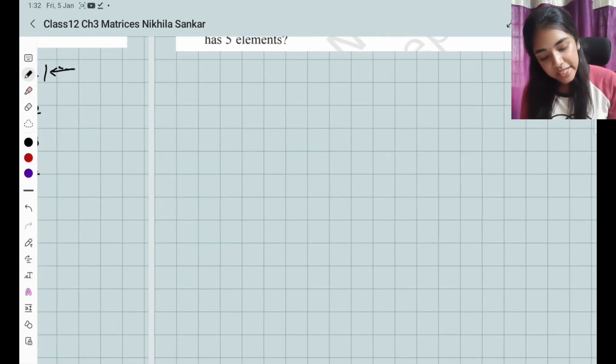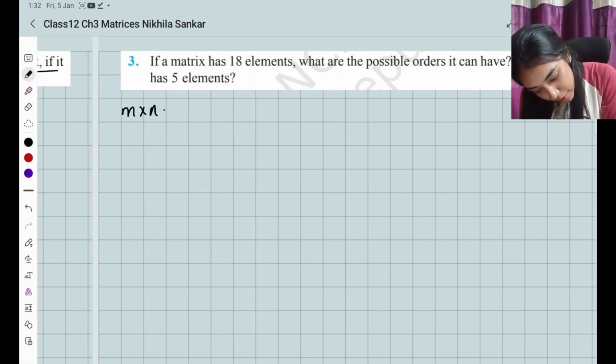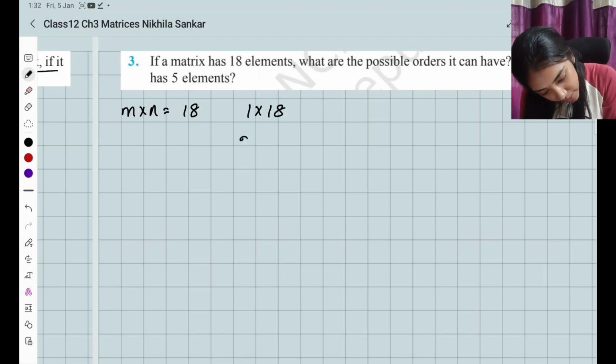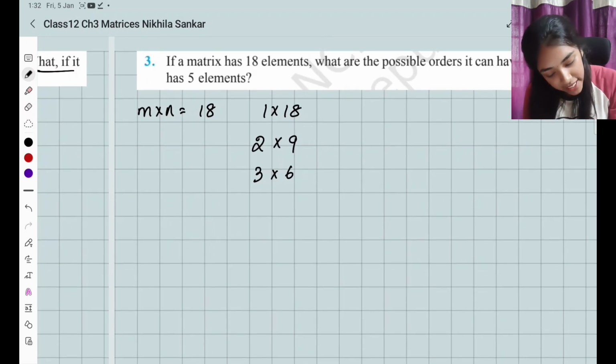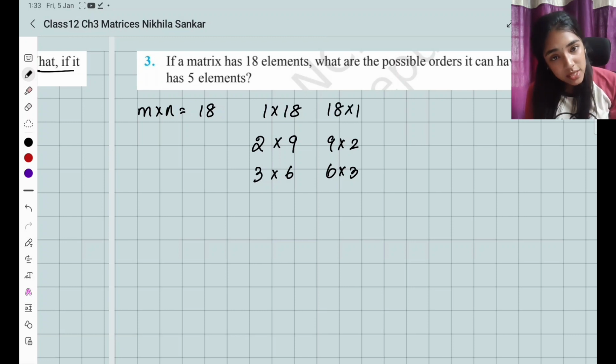Question number 3. If a matrix has 18 elements, இப்போ நம்ம பண்ணோம்ல அதே மாதிரி தான். So basically the number of elements is going to be 18. What are the possible options? 1 into 18. இப்போ 2 டேபிள்னா 2 into 9, 3 டேபிள்னா 3 6 are 18, 4 டேபிள்ல போகாது, 5 டேபிள் போகாது, again 6 டேபிள். இப்போ reverse order, அவ்வளோதான். 6 3s are 18, 9 2s are 18, 18 1. So these are the possible options, possible ordered pairs that are possible.